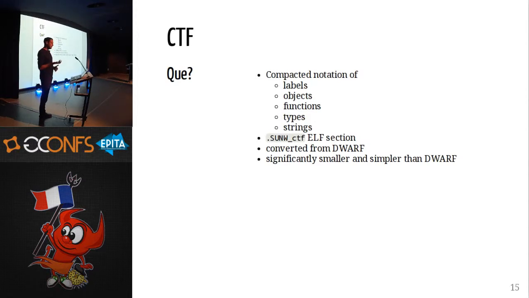So the CTF data gets stored into the ELF object file as well. It can be distributed as a separate binary data file. However, in practice, it's always stored in the .SUNW_ctf section. So when you look at a kernel of OpenBSD these days, you'll see that it does have this particular section, which means that it does have all the CTF data of all the symbols, functions, variables, strings, you name it, it's in there.